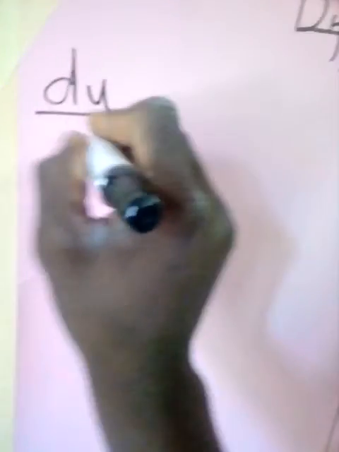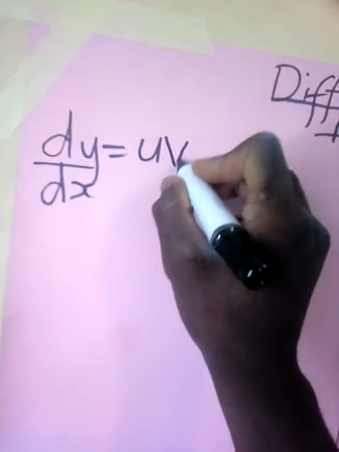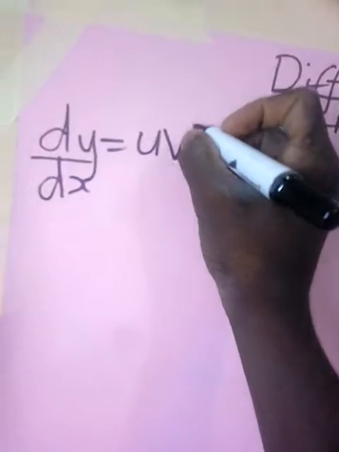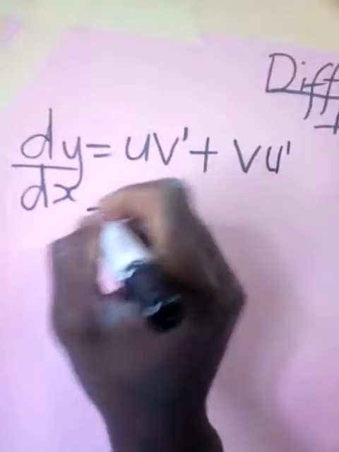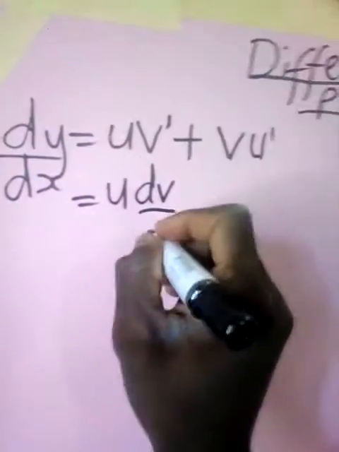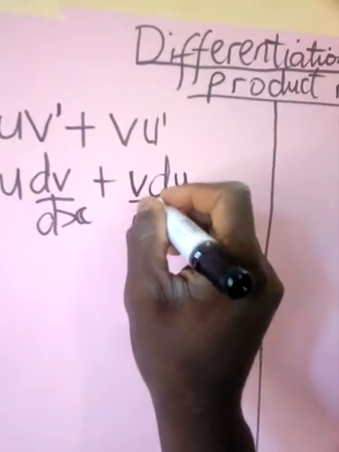So the product rule is simply this: dy/dx, if I'm differentiating two factors or variables that are multiplying each other, will give me the first variable, I'll call it u, multiplied by the differential of the second variable, that is the first derivative of the second variable, plus the second variable multiplied by the first derivative of the first variable, which could also be written as u dv/dx plus v du/dx.